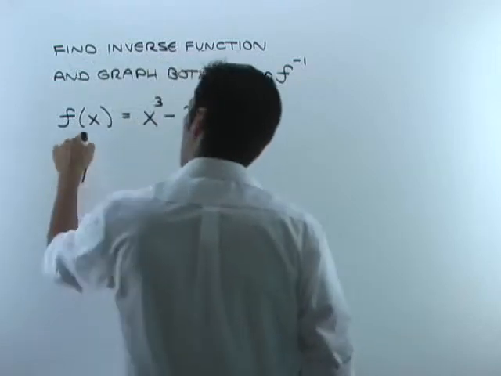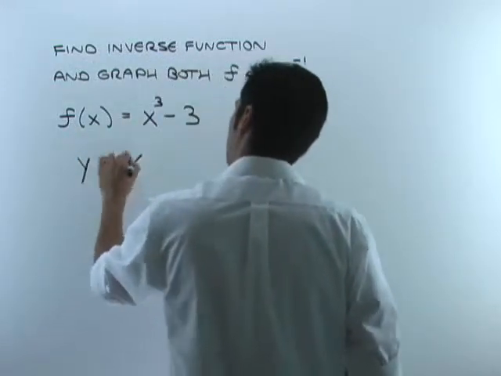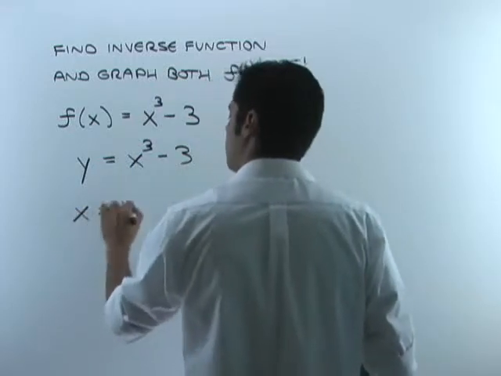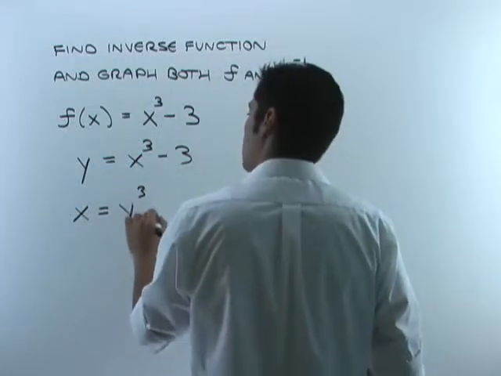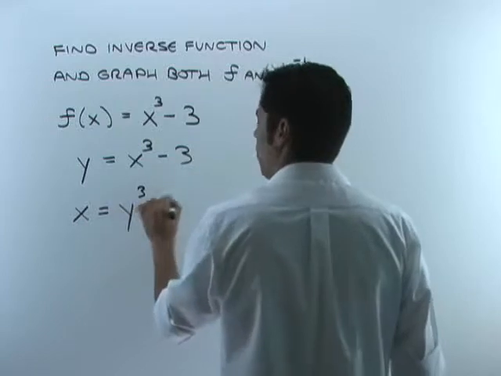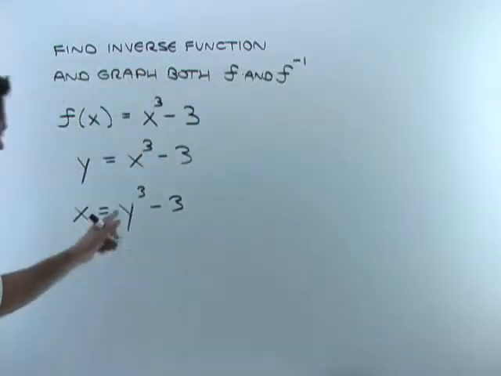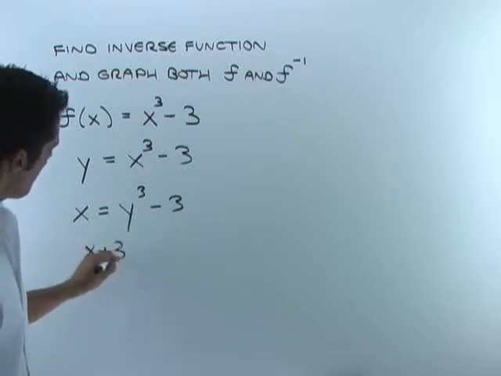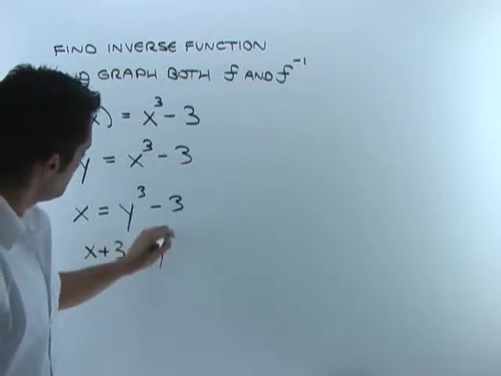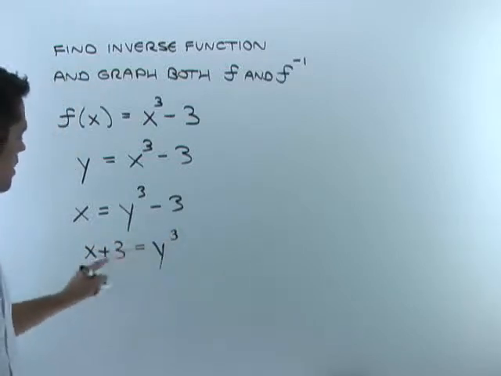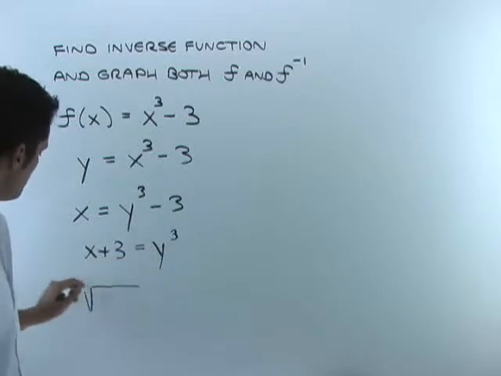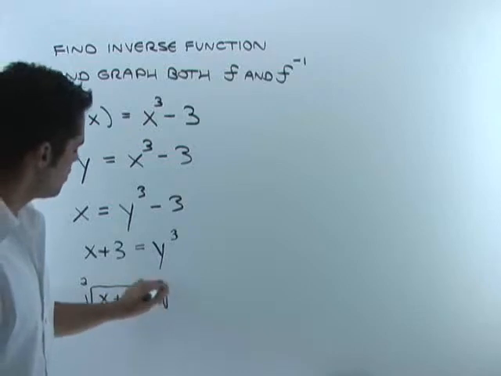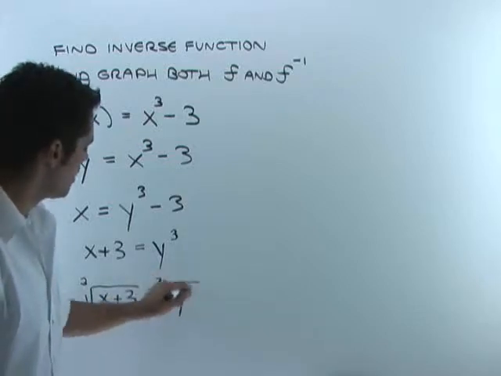So I switch my f of x to y. Now what I do is I switch my x and y's. Wherever I see an x, I put a y, and wherever I see a y, I put an x. Now I try and get y by itself. So I'll add 3 to both sides. And now I will take the cube root on both sides. So I take the cube root of x plus 3, and I take the cube root of y cubed.